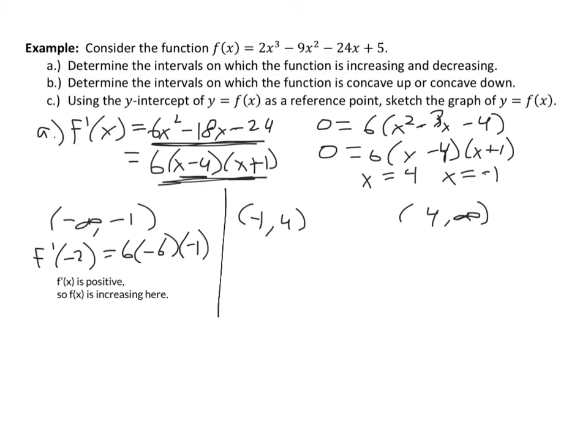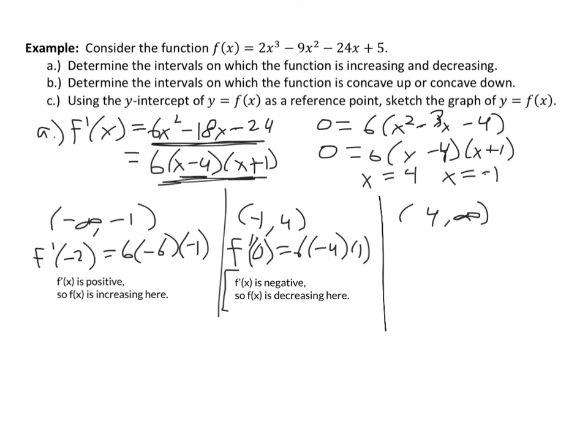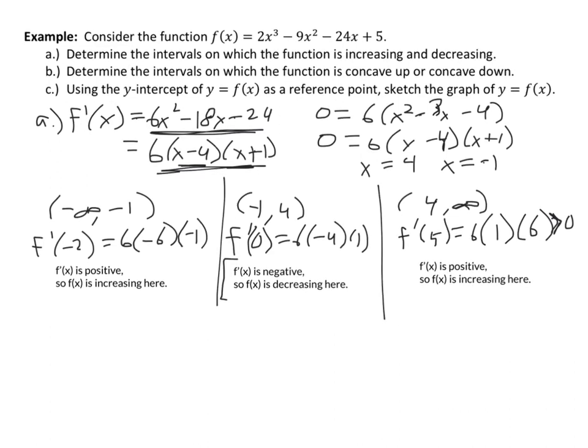All right, let's do a really similar thing on this next one. I'm going to use 0 as my representative here. F prime of 0 is going to be 6 times negative 4 times 1. That's clearly negative, and so I'm going to write a statement here about that. And then finally, for my last interval, I'm going to choose 5 as my representative here. So f prime of 5 is 6 times 1 times 6. Important thing here is that this is greater than 0, that this is positive, and so I'll write a statement about that. Great, so at this point we're done with part A.